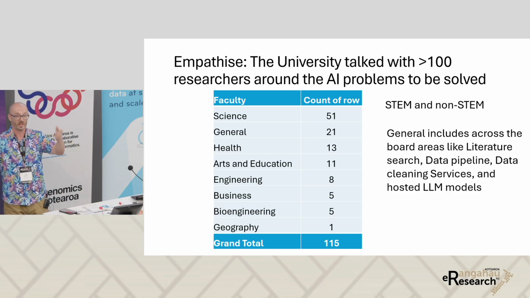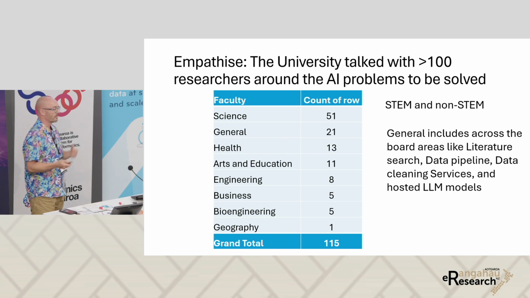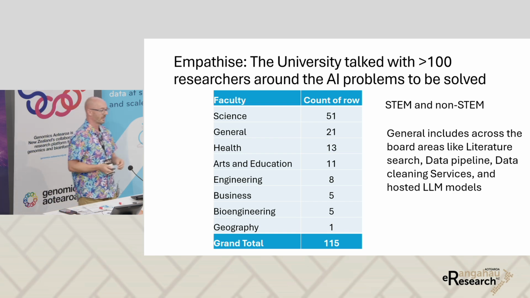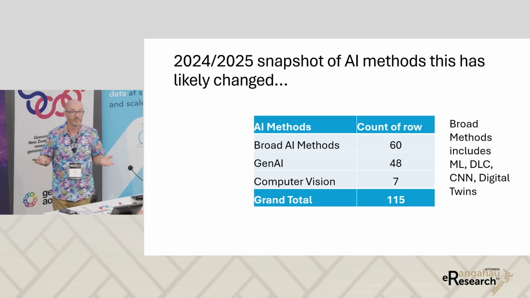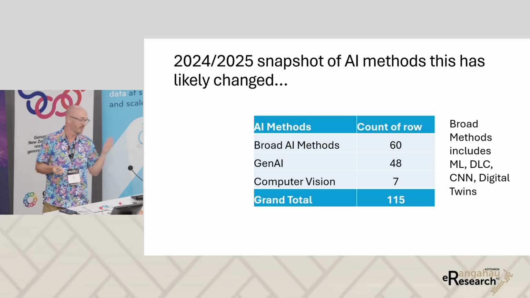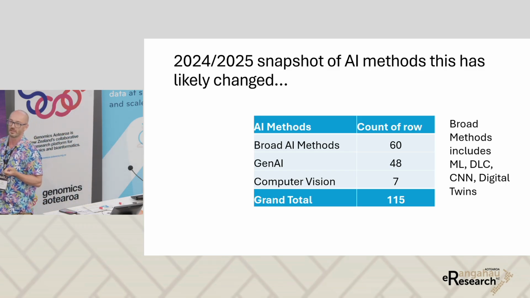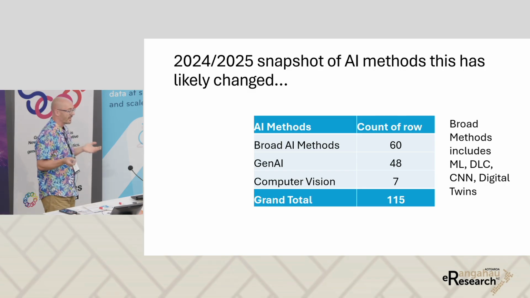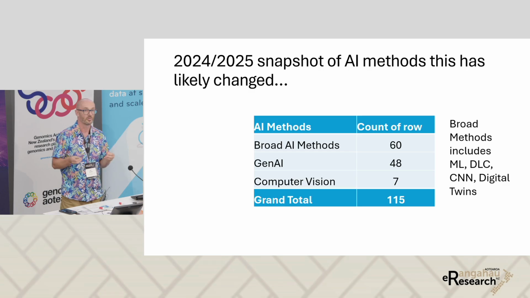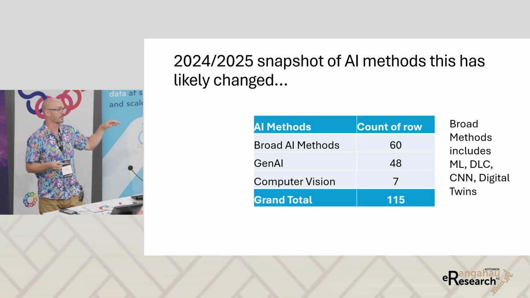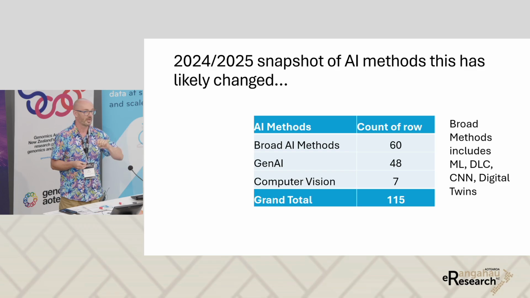How do I host that and make it available? And so people are worrying about all of those things, and those are kind of generic across. When we think of what types of AI, broad AI, that's machine learning, deep learning, convolutional neural networks, things like that. There are a lot of different types of AI technologies being used, and of course, this is a snapshot. This data started being collected in 2024 and into 2025.